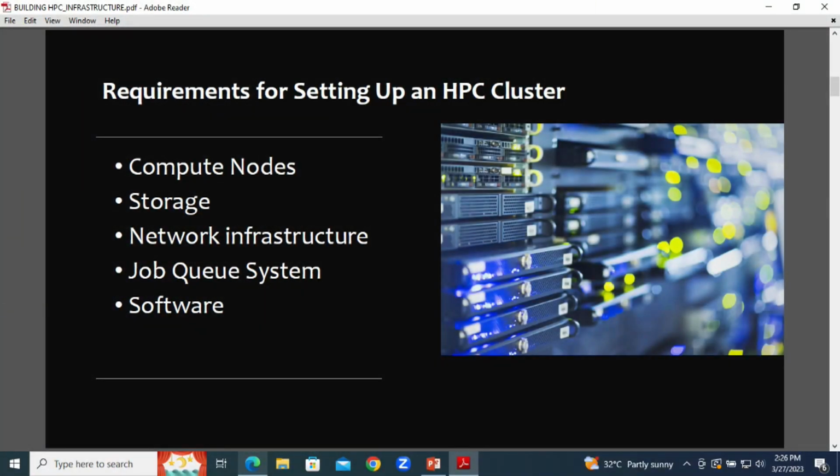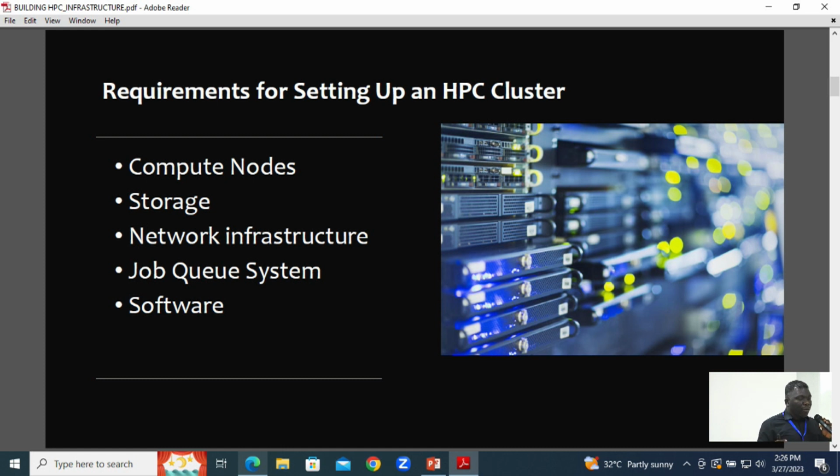So, the slide. In the requirements for setting up a high performance computing cluster, there are certain things that will come together to form your high performance computing. We have your compute node, you have your storage, you have your network infrastructure, you have your job queuing system, and then you have some other software. These are the major components in high performance computing. We know we use high performance computing for processing and for simulation. Do you understand?